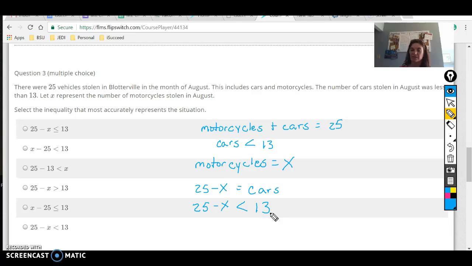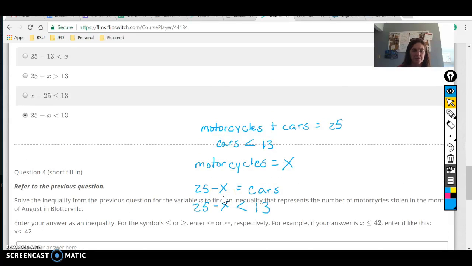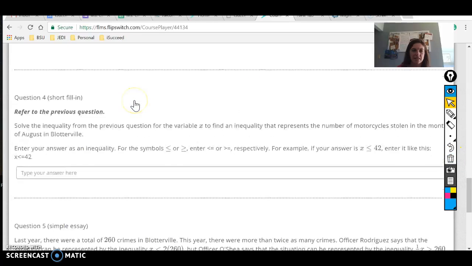Okay, so this is going to be an interesting solution here. I can't wait to solve it with you. But we can see that that answer is right down here. 25 minus X is less than 13. Okay, so let's go ahead and scroll down to the next problem where they want us to solve this. So 25 minus X is less than 13.